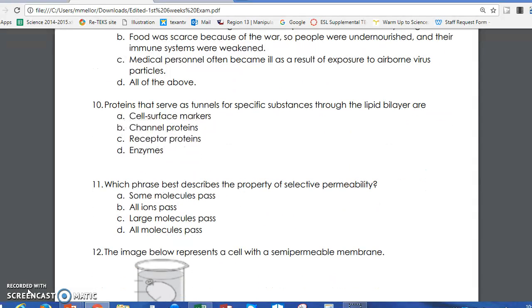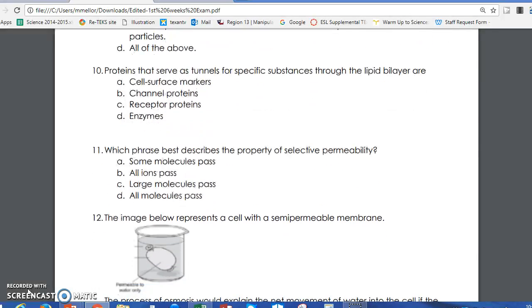11. Which phrase best describes the property of selective permeability? A. Some molecules pass, B. All ions pass, C. Large molecules pass, or D. All molecules pass.